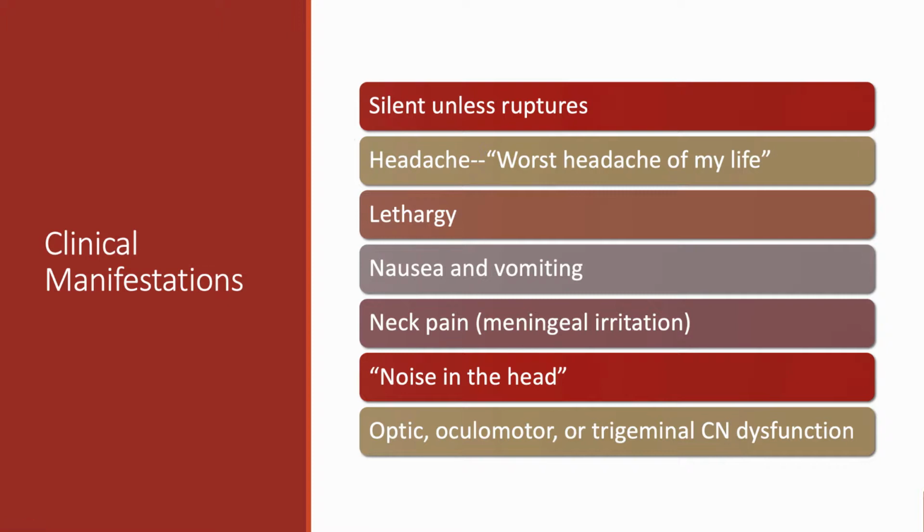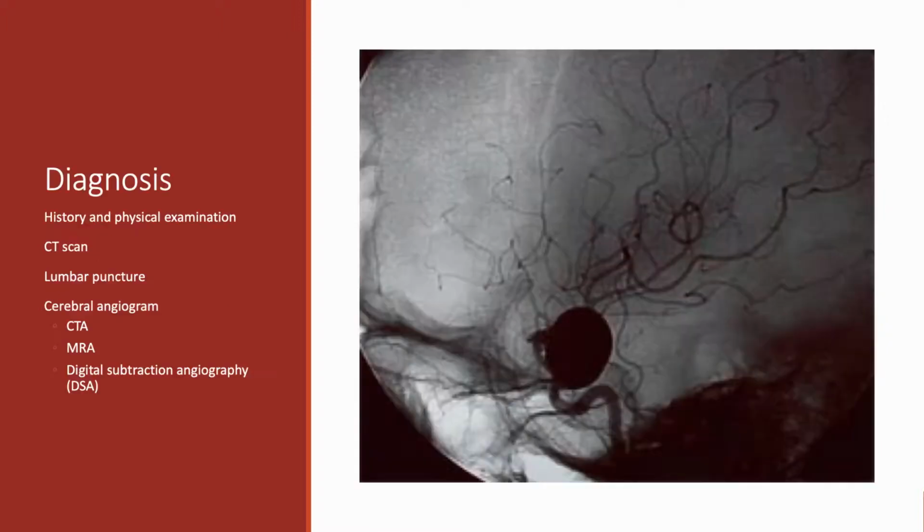Clinical manifestations are that these patients are completely asymptomatic until something happens. And when something happens, they get the worst headache of their life. Their neurologic situation goes down quickly. They become lethargic. There's nausea and vomiting, terrible neck pain due to the meningeal irritation. They hear this noise in their head that they can't explain. And these are kind of the typical manifestations, but often it's sudden death.